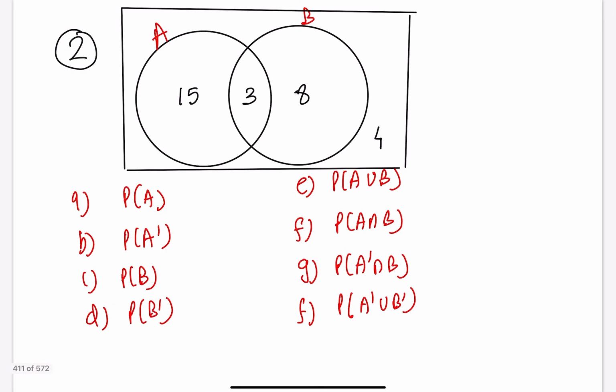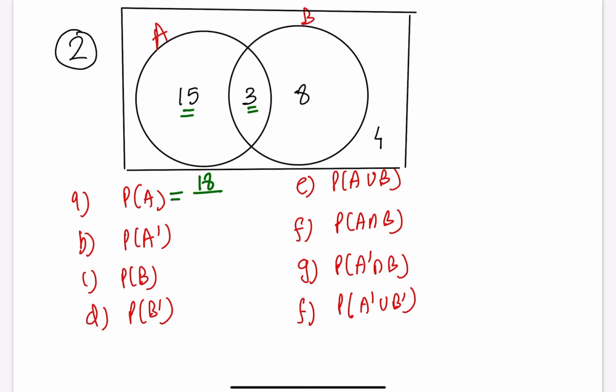The next example is a Venn diagram. We have this Venn diagram where we have sets A and B, and C is the larger set, or the outside box. That's the total thing. We can call it the set C. The probability of A will be all the elements in A. It looks like in A we have 15 and 3, divided by the total possibilities. So 18 in A, and the total is 15 plus 3 plus 8 plus 4.